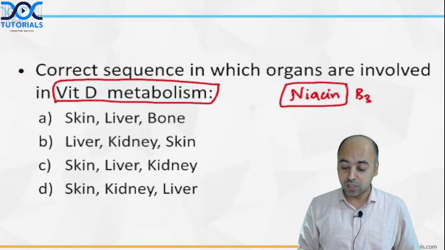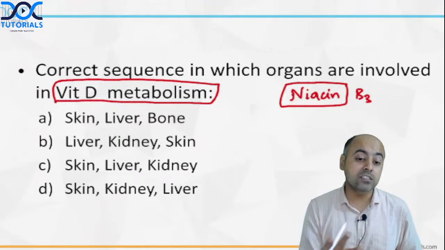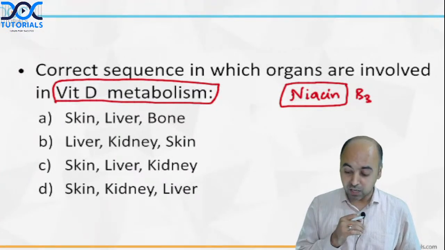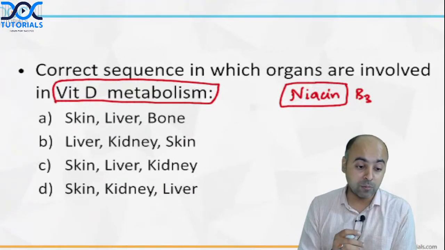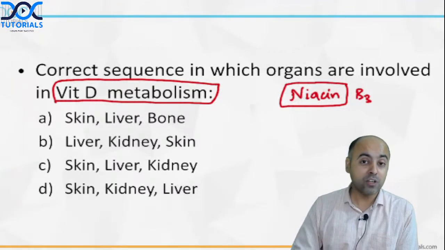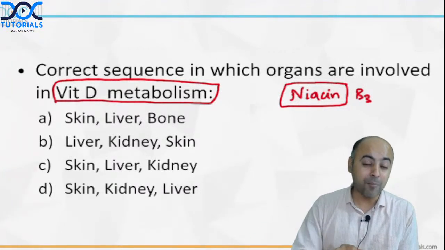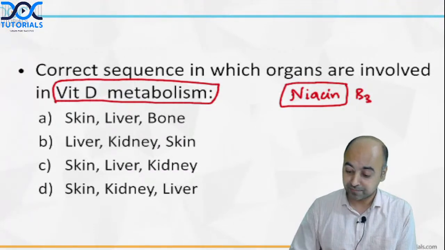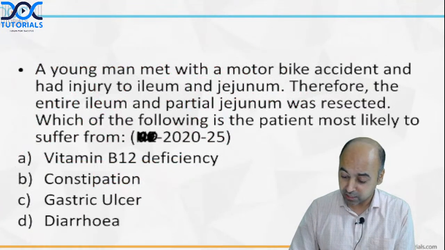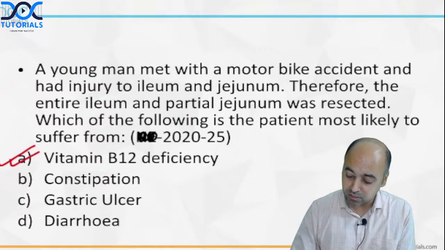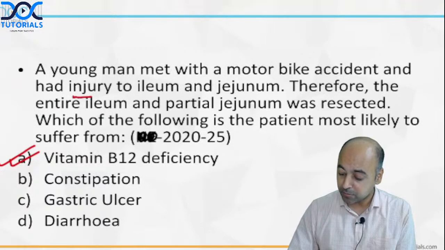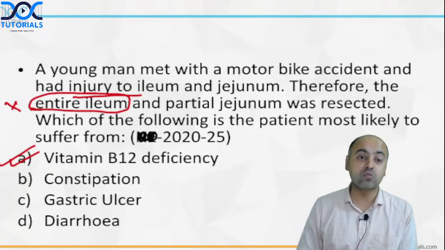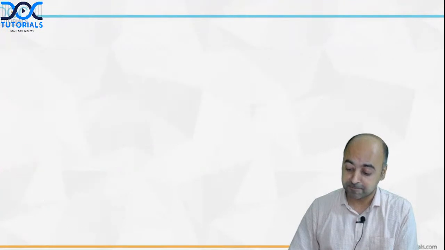Okay, so you should know how vitamin D synthesis takes place in our body, and you should also know the sequence of events in vitamin D synthesis. So very quickly we'll do that sequence of events and then come back to this question. Oh, for the previous question, I think I didn't give the answer. The answer was vitamin B12 deficiency, as we discussed, because the ileum has been resected. You can see the entire ileum has been resected, so absorption will not take place.